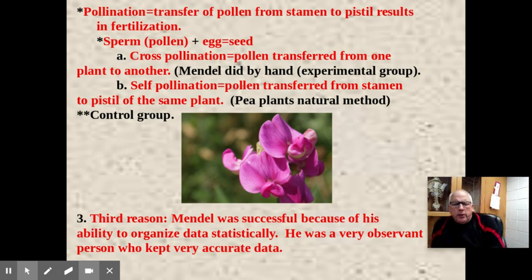Okay? Third reason was just Mendel. He was successful because he was well organized. He was very good at math. He did everything statistically. He kept very accurate data, a very good observer, and is talked about still today because he was very detail oriented.